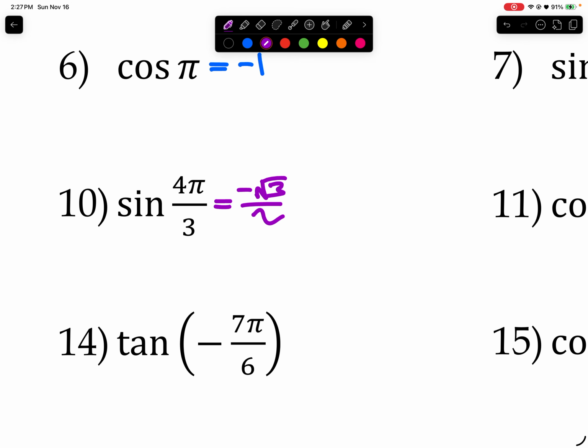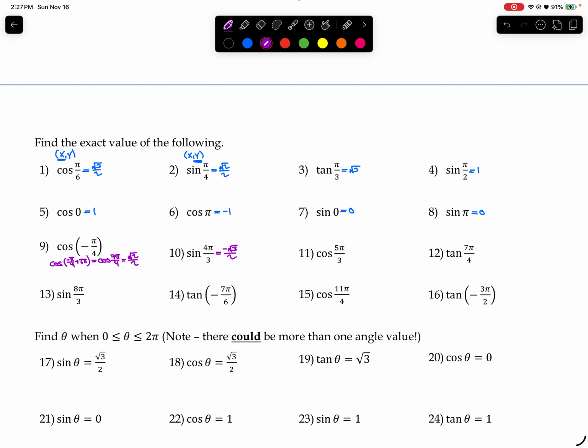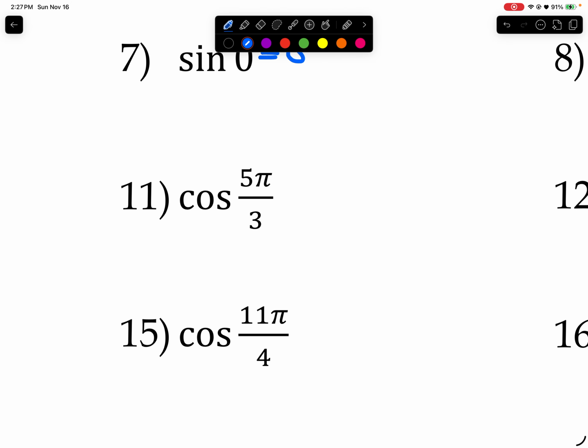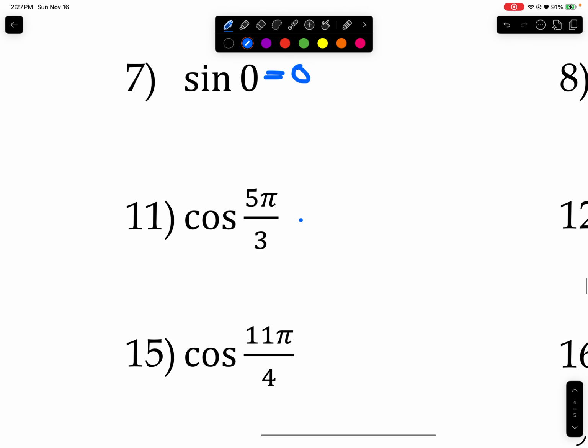So how fast I'm going, that's how fast we want you guys to go. It's just going to be a matter of patience, practice, rinse and repeat. Just keep going. Okay, so cosine of 5 pi over 3. That's going to be your x value, which is going to be 1/2.